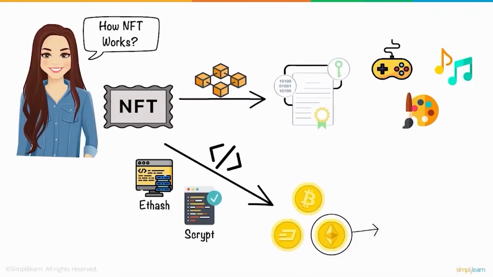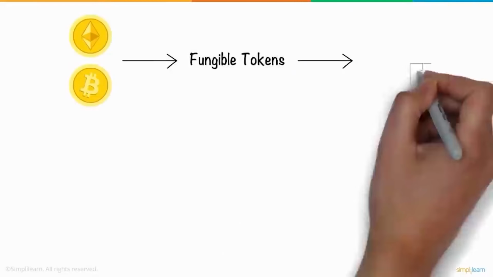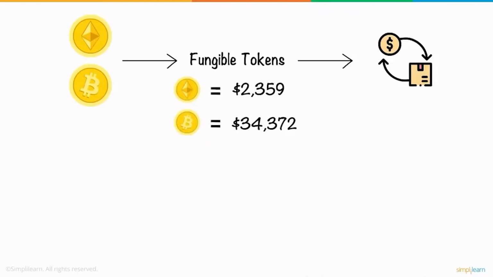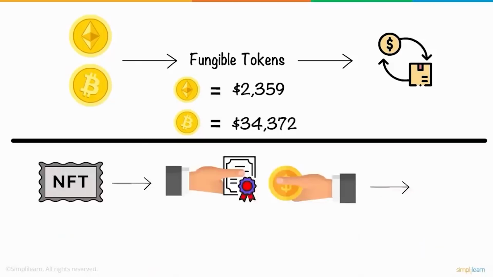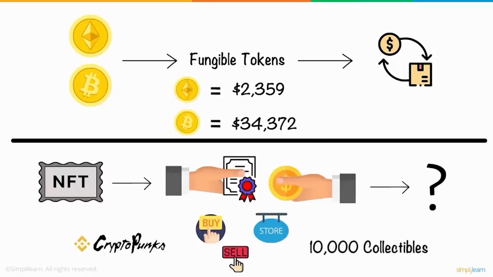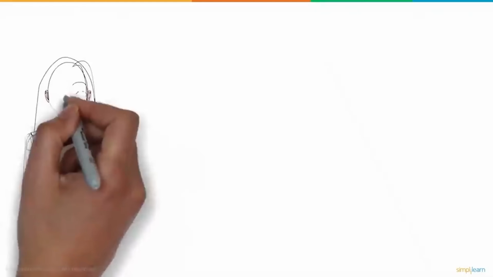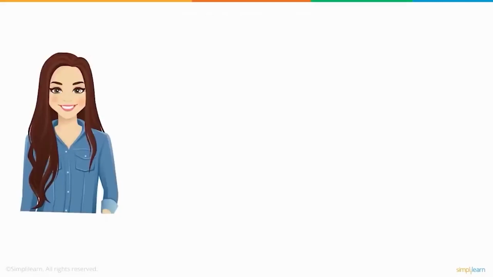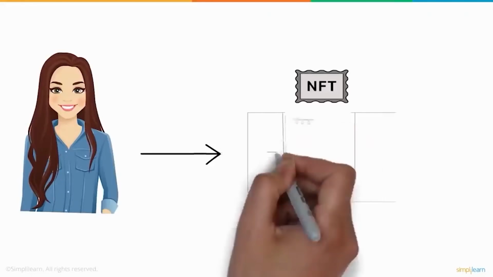However, NFT is quite different from these cryptocurrencies. Bitcoin and Ethereum are fungible tokens, which means if you trade Bitcoin or Ethereum for one another, you will have the same value or item in return, basically money. On the other hand, NFT is a unique token. Therefore, if you try to trade it, you may end up with something completely different in your hands. CryptoPunks is a remarkable example of NFT. It enables you to buy, sell, and store 10,000 collectibles with the proof of ownership being stored on the Ethereum blockchain. After exploring how NFTs work, Susan was convinced and bought NFTs for all her paintings.